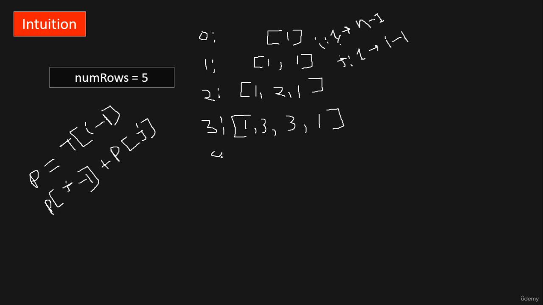Then at index 4, as the first element we're going to insert 1. Then on the top we have 3 and 1, so we're going to add 4 here. Then on the top we have 3 and 3, which is 6, so let's add 6 here. On the top we have 3 and 1, so let's add 4 here. Then at the end we're going to insert 1. So we have 5 rows here, so numRows equals 5. For numRows equals 5, we have to return this Pascal's triangle.